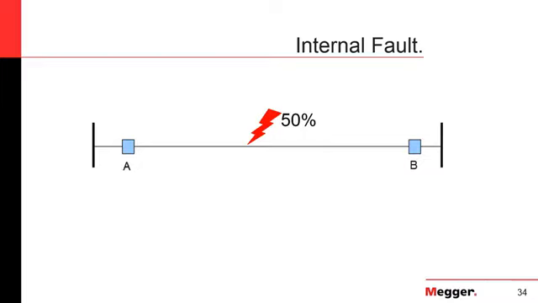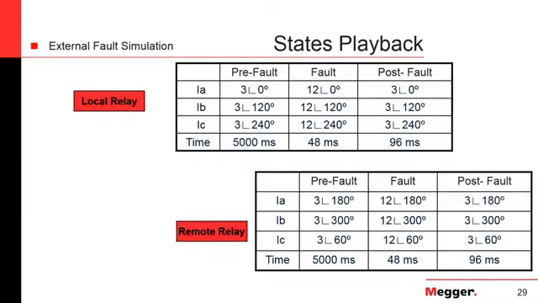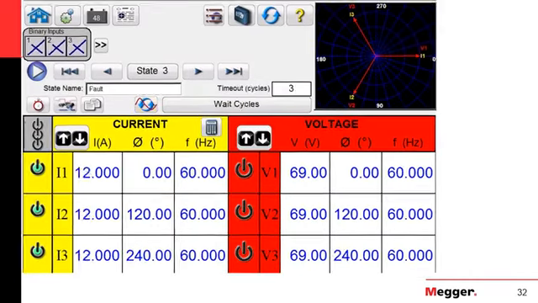Following the philosophy that we talked about before, first an external fault, then an internal fault, we simulate an internal fault at 50% of the line, and for that we just create the appropriate states in the previous fault. Notice that for the remote relay, we said that the current in the faulty state was going to be 180 degrees apart. Okay? Which means current flowing behind the relay, to say it somehow.